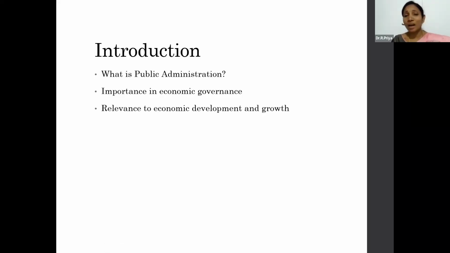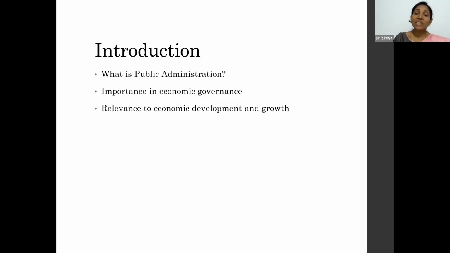First, what is public administration? Public administration is the implementation of government policies and programs. It involves the management of public affairs by civil servants and administrative bodies. Simply said, it acts as a bridge between government and the citizens. So why is public administration essential in any country? Because it ensures the execution of policies made by political leaders.